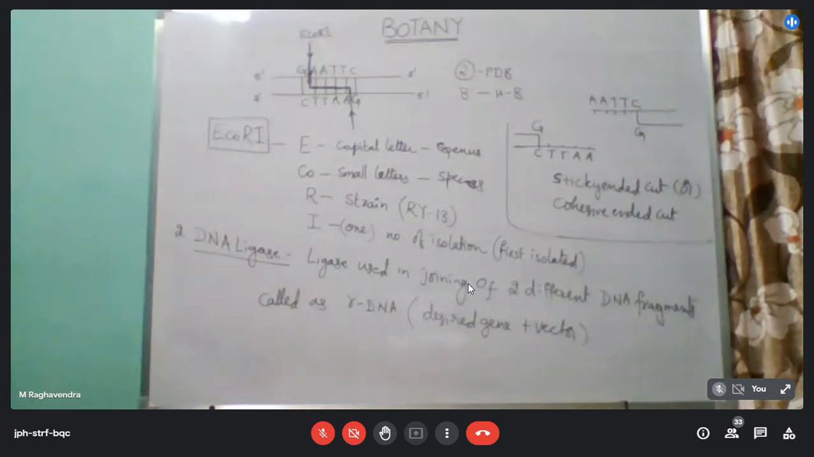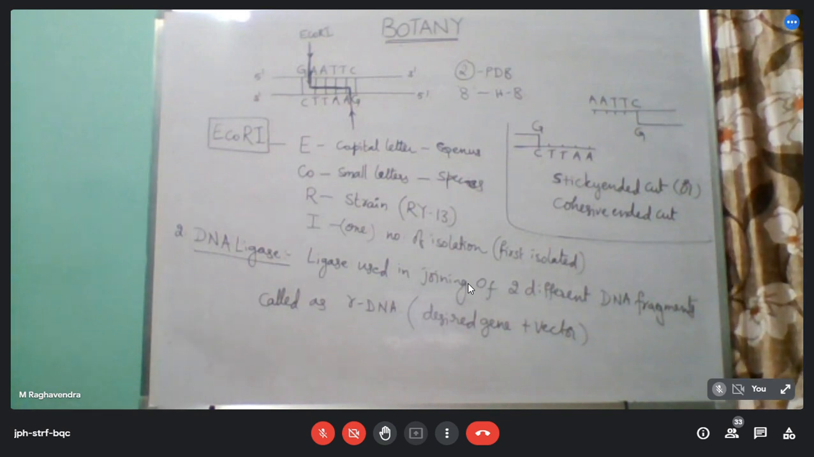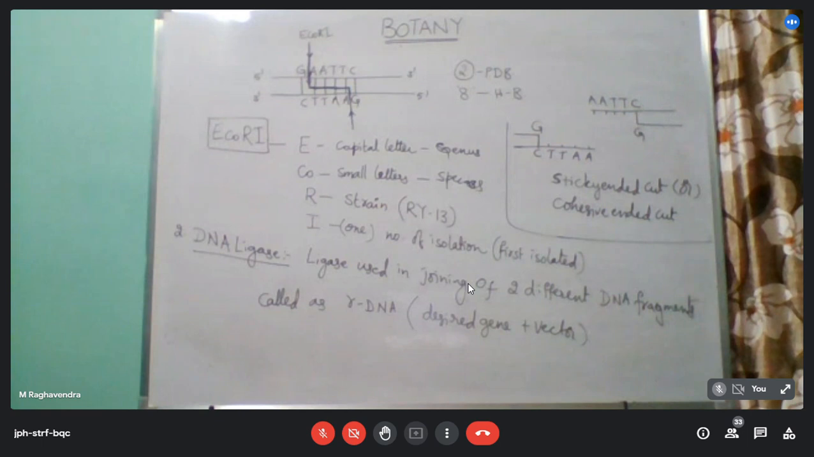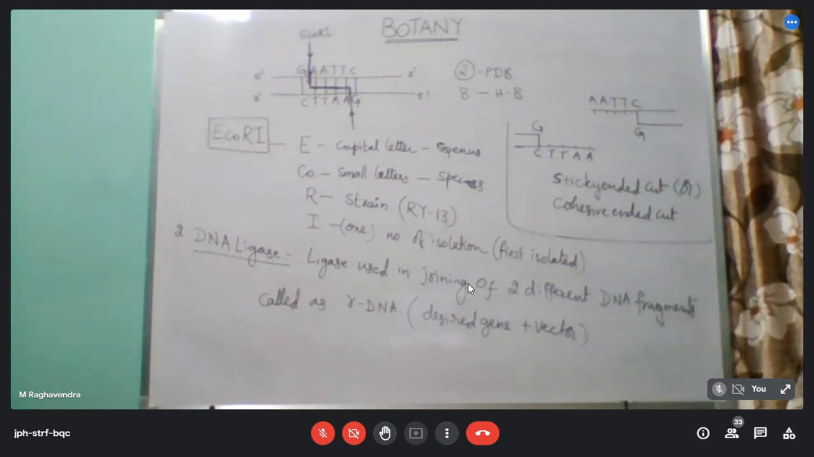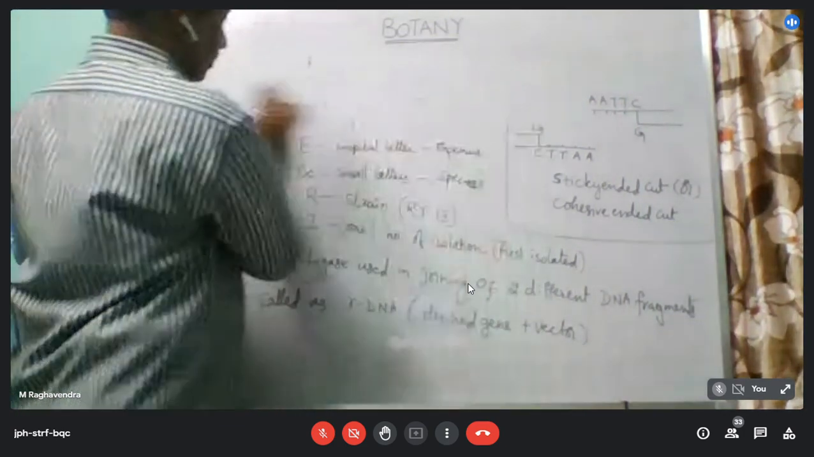Right? To add desired gene to a vector, we have to use a ligase enzyme. So that is the importance of ligase. Ligation means union of two different DNA molecules; it is the property of ligase, I mean the usage of ligase. Right?